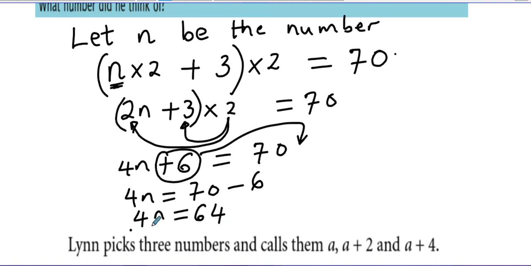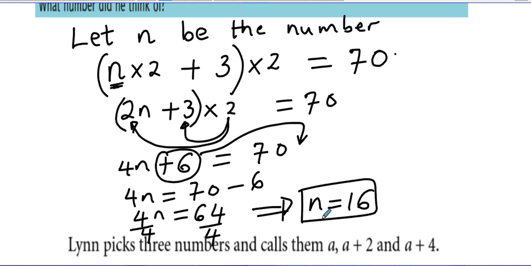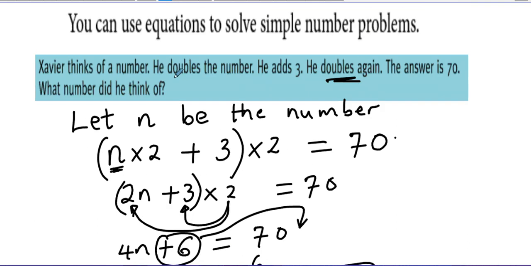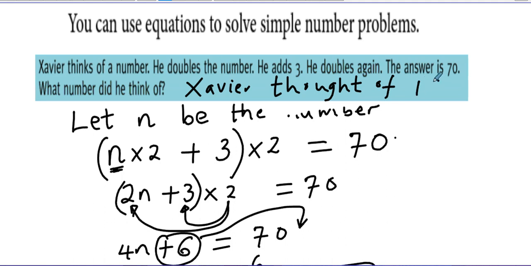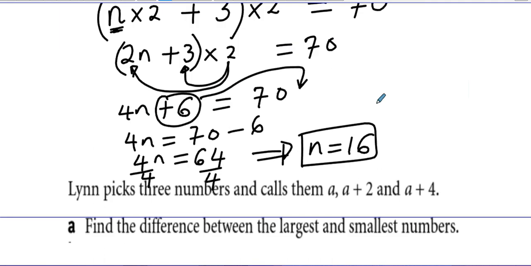To find the value of n, we need to divide by 4. So this implies that n equals to 64 divided by 4. That will be equal to 16. So the conclusion is, what number did he think of? So we say Xavier thought of 16. That is the number which we got.